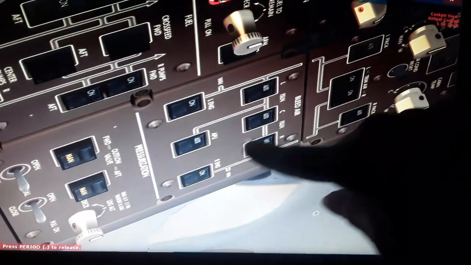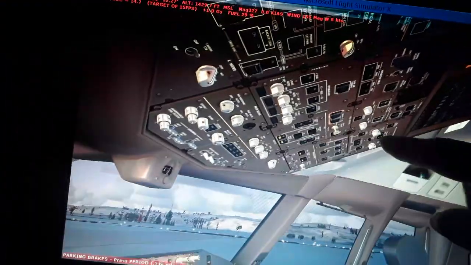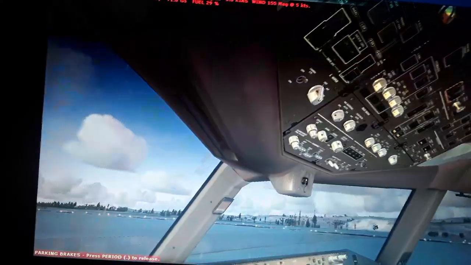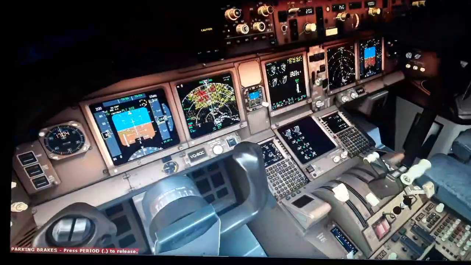We need to start the engines, and also we have the bleed pressurization from the left and right engine for wing and engine anti-ice, air conditioning and ventilation, hydraulic fluid pressurization, and other systems. So you're going to see now.